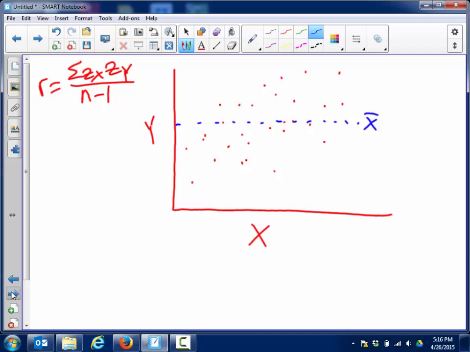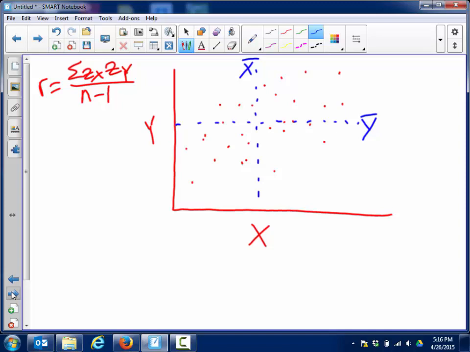x bar. That's the center. Oh, wait, that's not right. Y bar. Y bar is right there. Y bar right here, and then x bar right here. Okay. All right. So what does that represent? Where the two lines hit, that's the very center of the data set in some sense.